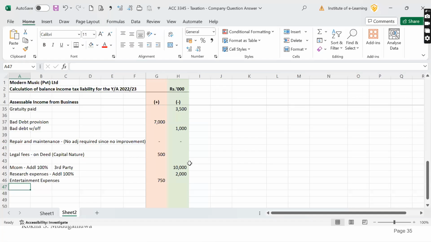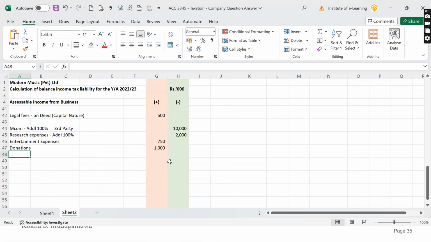In the plus minus, when computing assessable income from business, whatever the donation, government donation or approved charity, you have to disallow. There are 1,000. You have to disallow. Then next.